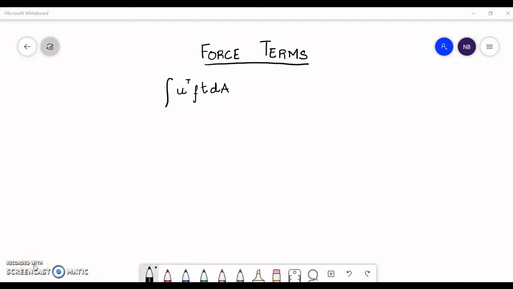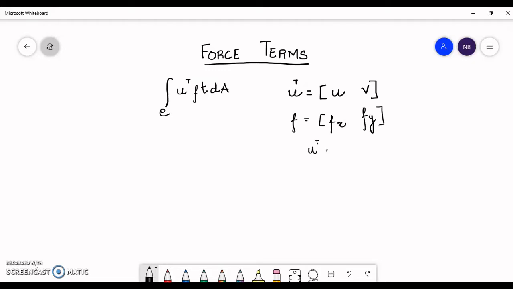Hi everyone, in this lecture we are going to be discussing the force terms. So as we know, this is a force term, u transpose f into the thickness into dA. This is the body force term. So we know that u is given by u and v since this is a two-dimensional body. Also, f can be represented by Fx and Fy.